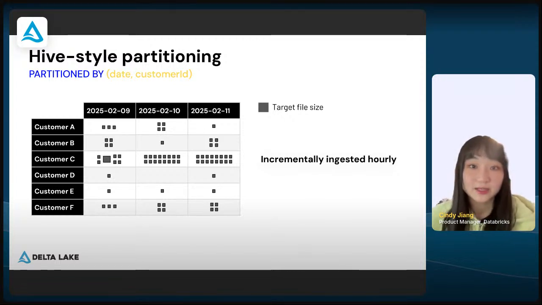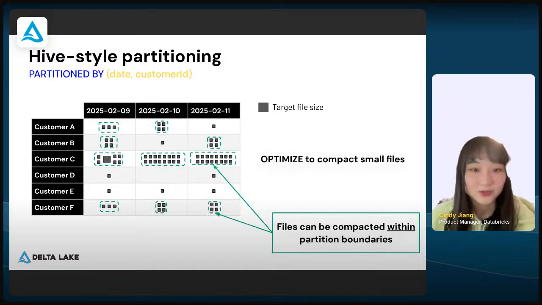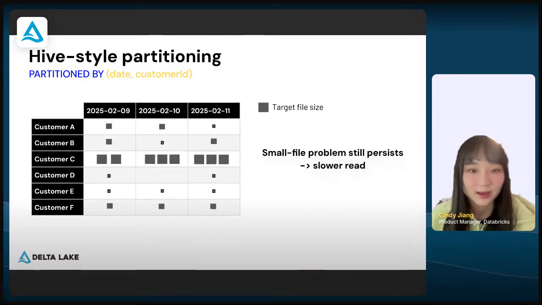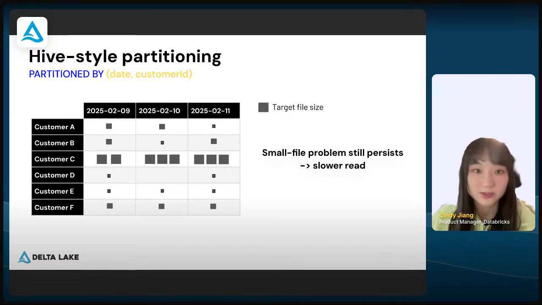Now that we have accumulated so many small files, this could slow down the read performance. So what do we do? Let's run optimize to compact some of these small files. So here, optimize tries to compact the small files, but it can only do it within each partitioning boundary. So here you can see that it can only do compaction within the dotted boxes. And as a result, you have some partitions with good file sizes, meaning close to the target file sizes, but there are still many partitions with many small files, which can degrade your read performance.